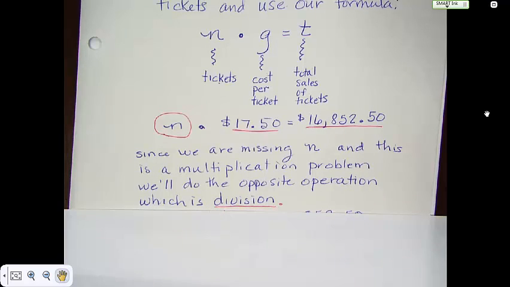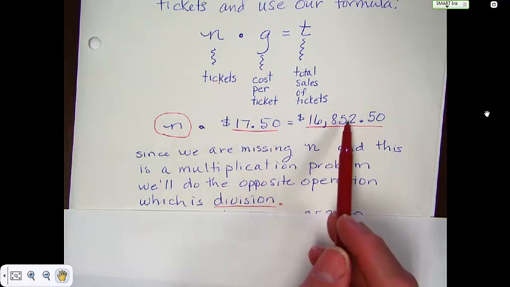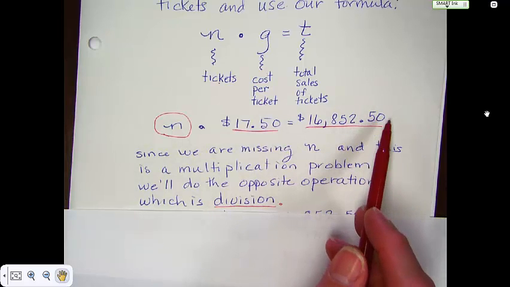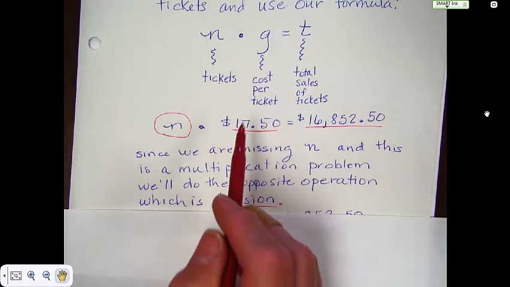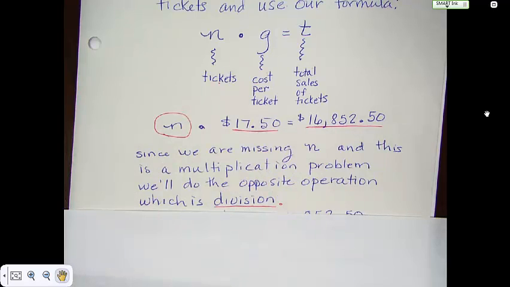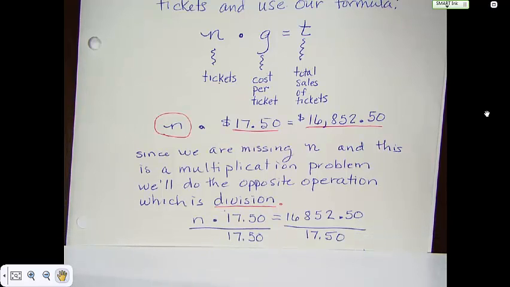So we will take 16,852 and 50 cents, and we're going to divide that by 17.50. My suggestion would be to use a calculator to do this problem, because there's a lot of decimals to keep track of, and you're dividing with really big numbers. If you make your division right here, you're going to get N to equal 963 tickets. That's how many people went. That's how many tickets were bought. And that answers our question.